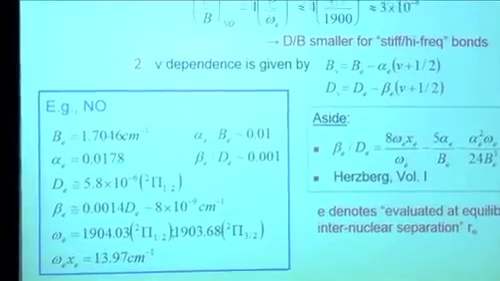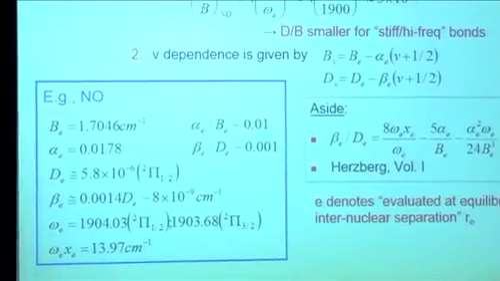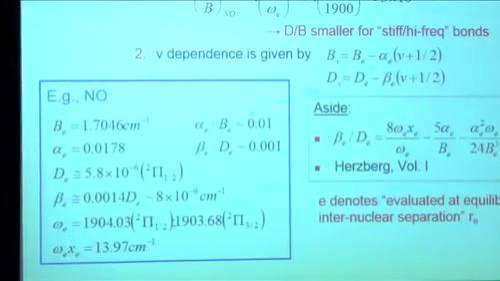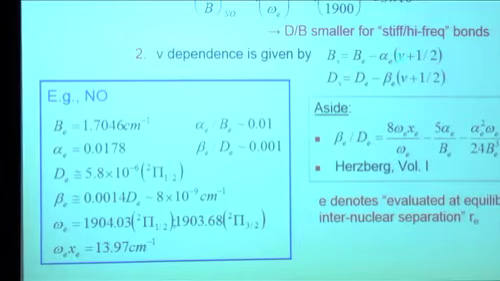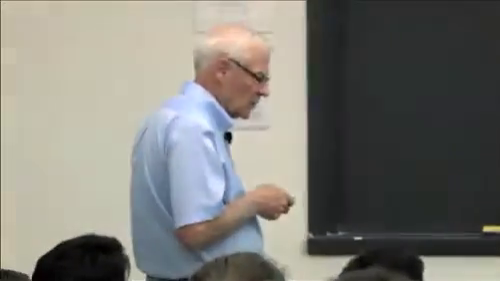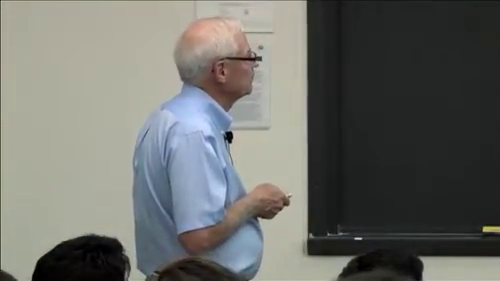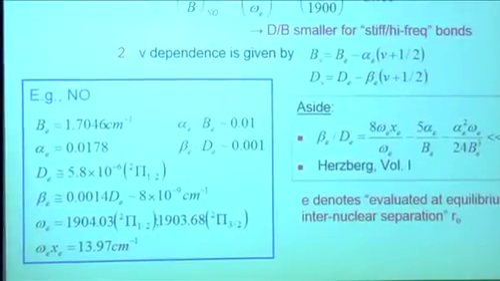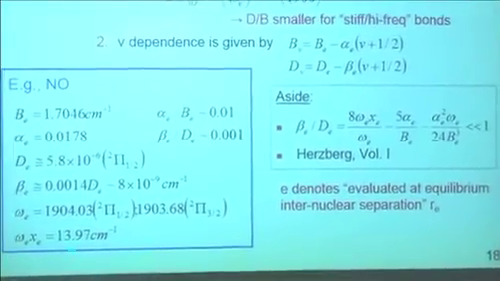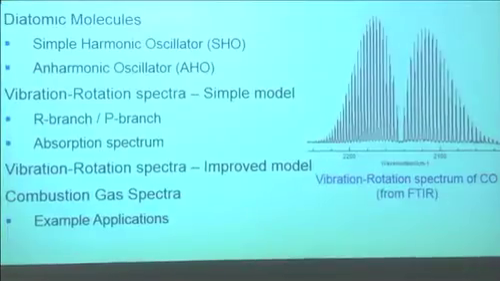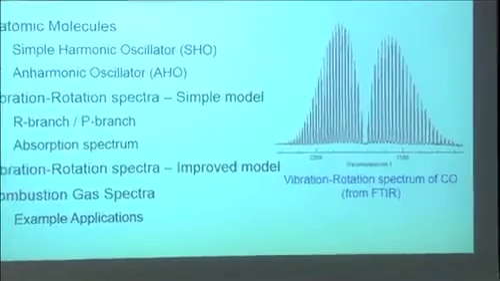Alpha is about 1%. So this alpha is like a 1% correction term, but it goes up with V. That just says that the spacing for transitions in V equal 1 are different than the spacings in V equal 0 or V equal 2, and so on. We'll come to this a little bit later. Okay, so what have I done?